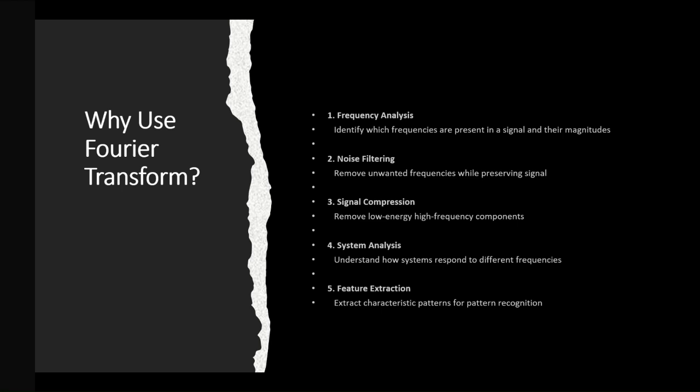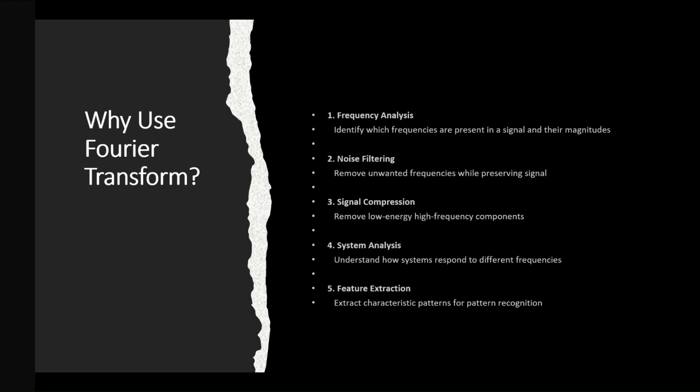After analyzing whether the unwanted frequencies are present or not, we go for filtering. That's where it is used. In noise filtering also, Fourier transform is used. In certain applications, we use only the high frequency component. In compression, what we do is eliminate the unwanted low energy frequency components. So there also it is used. And again, in system analysis, we use Fourier transform: how the system behaves at different frequencies.